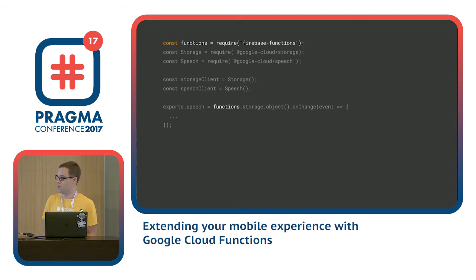First, you import the Functions SDK. Then you pick the service you want to integrate with. Here, we're picking Firebase Storage, since we want to process the audio files we uploaded from our iOS app. Next, we pick the resource we want to listen to. Here we pick all files that are uploaded to Cloud Storage's root location.